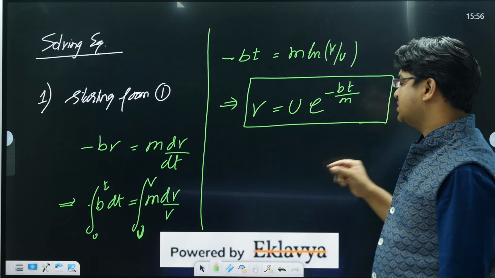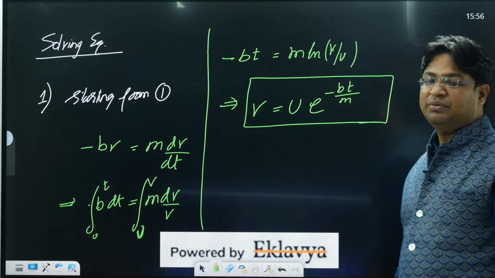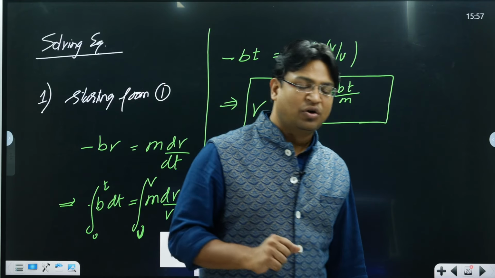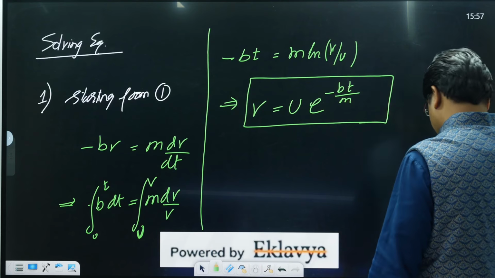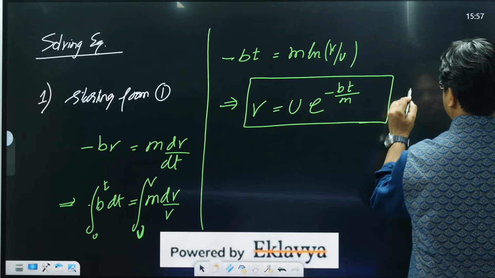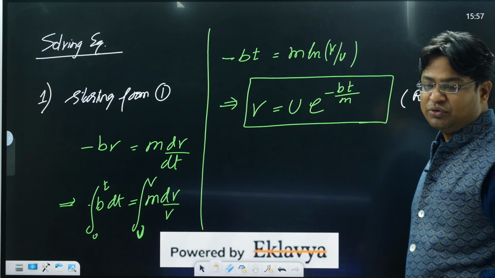So the speed is continuously decreasing. After infinite time, the speed will become 0. So from here, we also know that the particle will come to rest after a very long time. Now that was one way of solving. We'll obtain results now. So this is my result 1 that I'm going to remember.